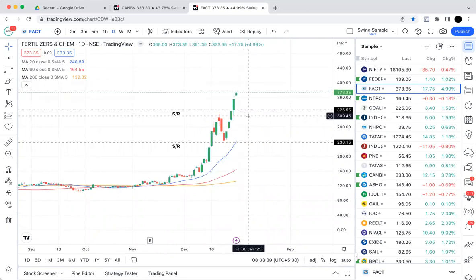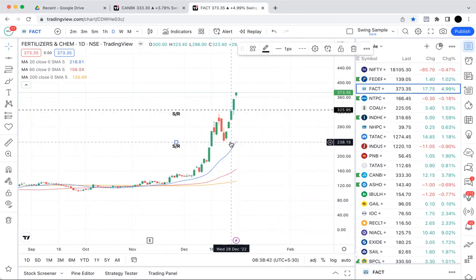Now let's say you had entered right over here and purchased. Remember, make this bottom support, the previous support, your stop loss, and put it into your Zerodha account.